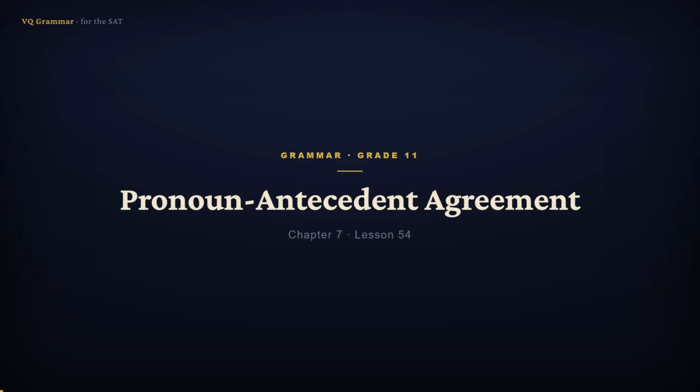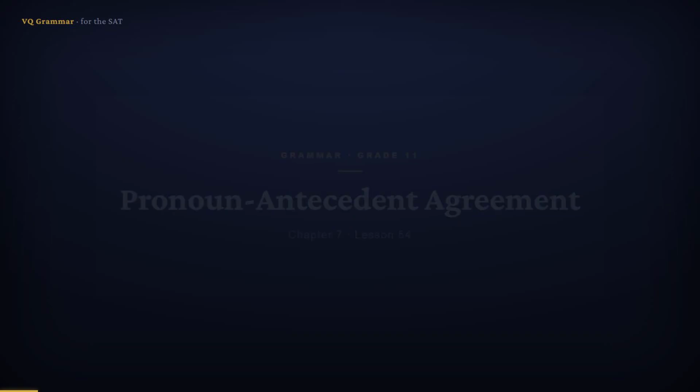Welcome back to Grammar Fundamentals for the SAT. This is Chapter 7, Lesson 54. A pronoun has to match the word it stands for. Today, pronoun antecedent agreement in number and gender, plus collective nouns.